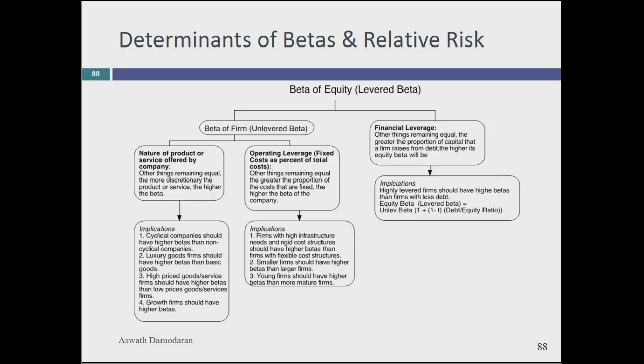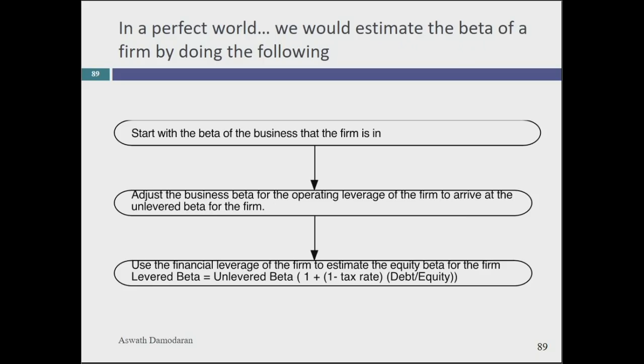Three basic questions. What is your product and service? How discretionary is it? What does your cost structure look like? And how much have you borrowed? By the time you finish answering those three questions, I should be able to come up with the beta for your company. So I'm going to take you through the process by which I estimate betas. And it's actually a pretty straightforward process.